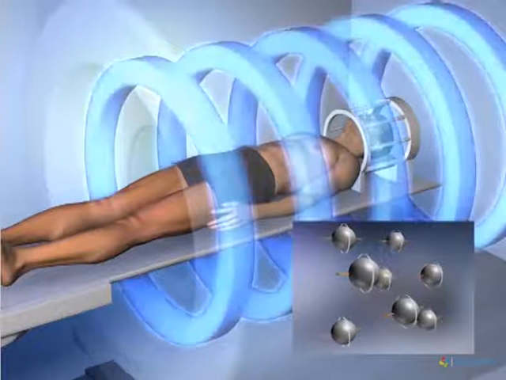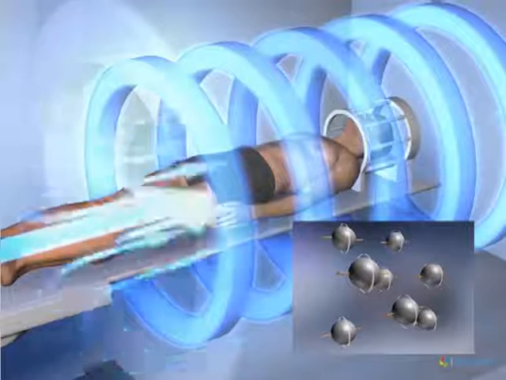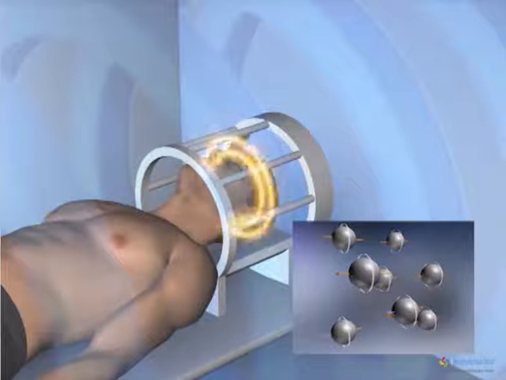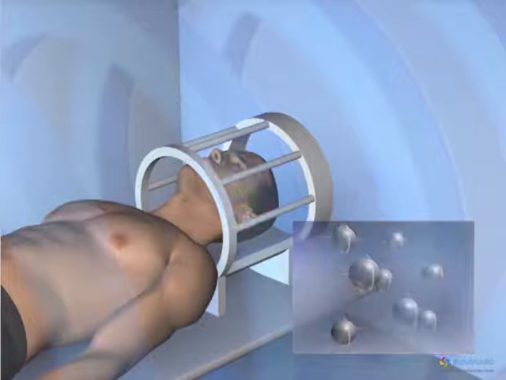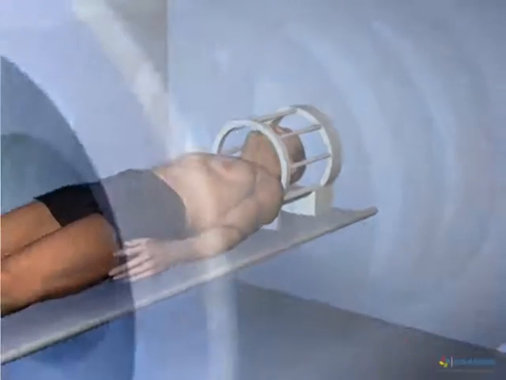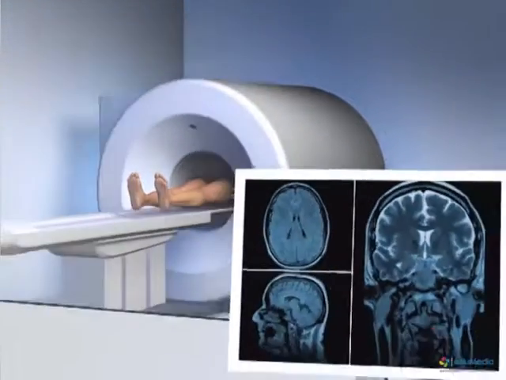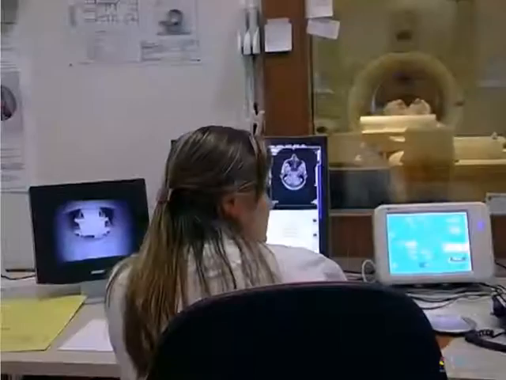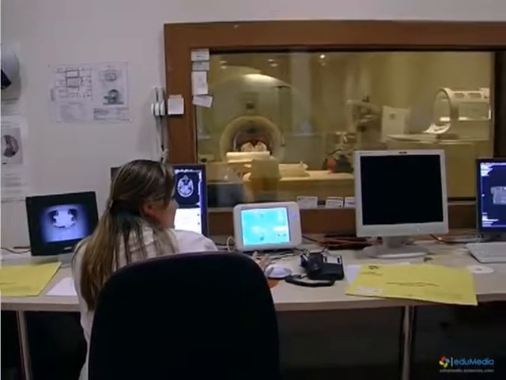The electromagnets are turned on to generate the powerful magnetic field upon which the radio wave emitted by the antenna will be superimposed. Later, this same antenna is used to capture the signal sent back by the atoms when the radio emission stops. Several sequences are carried out, each lasting 2 to 5 minutes. The patient must remain completely immobile. This examination is completely painless.